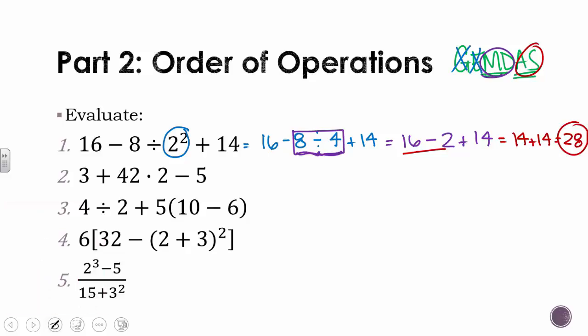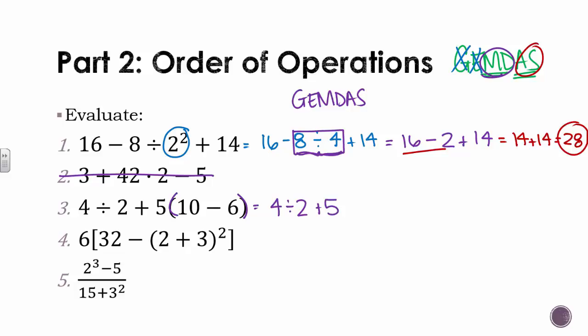Let's do 3. Let's skip 2. So same thing. I'm going to go through GEMDIS. I'll write it again. And I'm going to look for grouping symbols first. And there happens to be grouping symbols here. So I'm going to rewrite everything the same except for that. And 10 minus 6 is really 4.